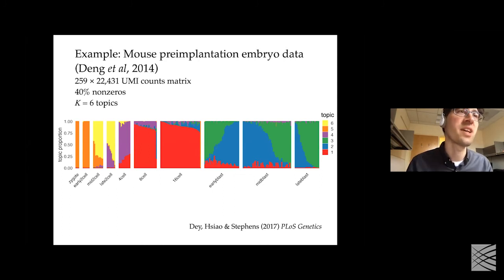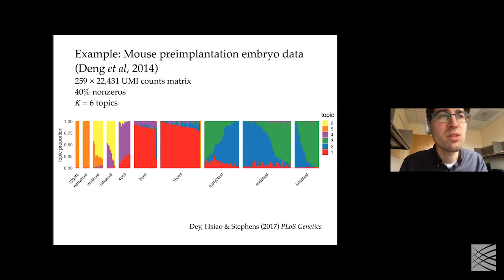It's a small data set with only 259 cells. And here we're fitting a topic model with 6 topics. Even if you're not familiar with this data set, you can see that the topic models are aligning well with these labels. Here, the labels are different stages of embryo development. And you can see that some of the topics are capturing quite distinct differences, almost like a cluster.